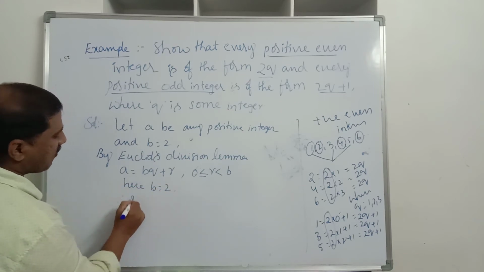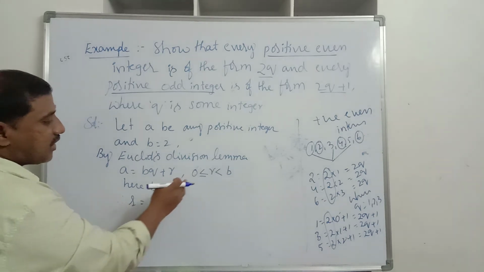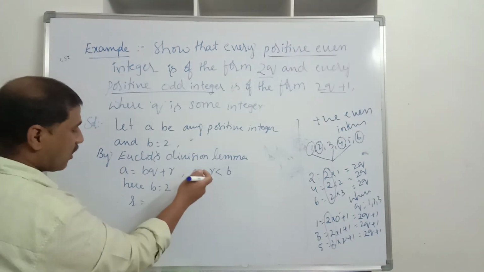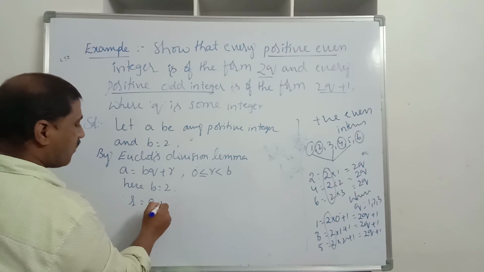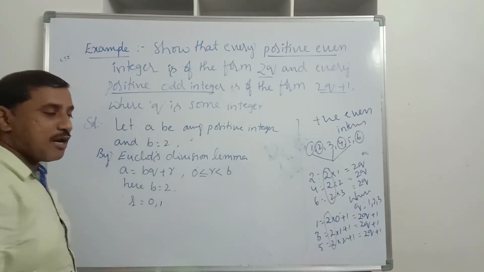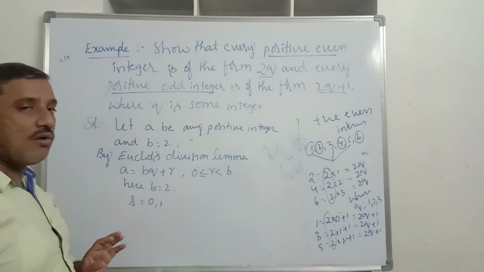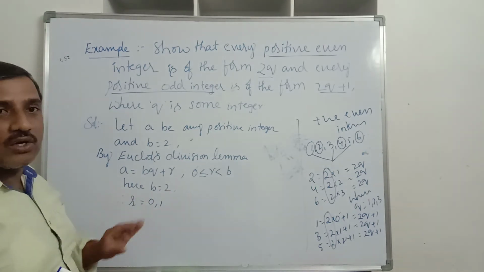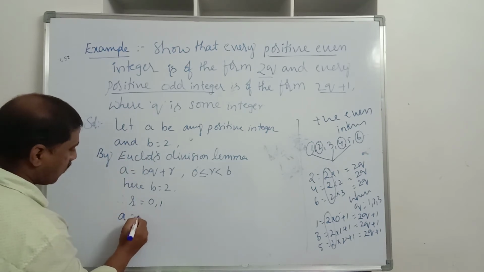Therefore r will be what? Less than 2 means 1 and 0. It should be greater than or equal to 0, so r equals 0 and r equals 1, because r is less than b and b equals 2. So the two possible remainders are 0 and 1. Now this can be written as a equals 2q.